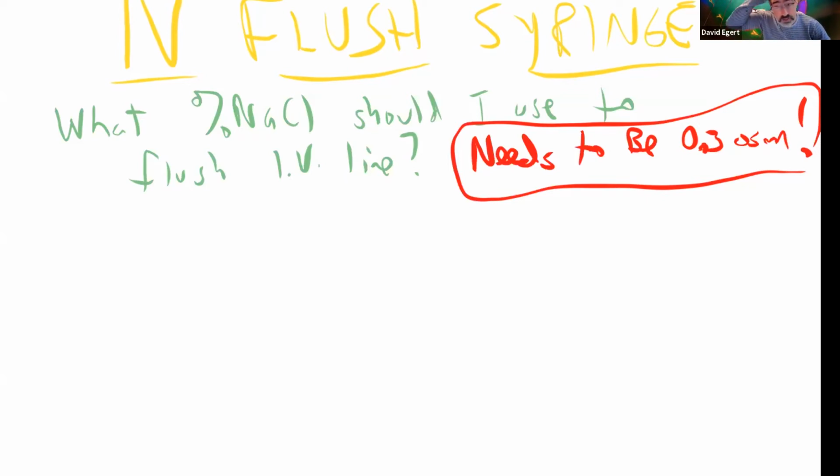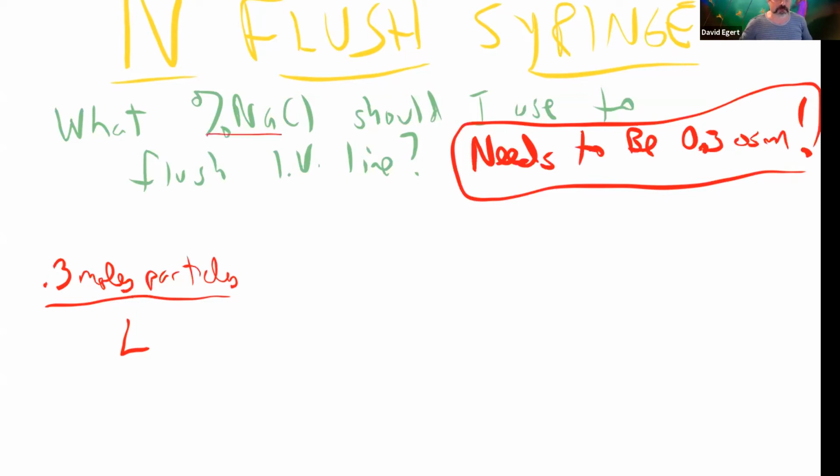By definition, what does 0.3 osmolar mean? 0.3 moles of total particles per liter of solution. Exactly, 0.3 moles particles per liter. So that is my starting point. Now I'm going to do this dimensional analysis, but we're going to get a little more complicated because we're going to have to do a number of conversions to get into this percent NaCl.